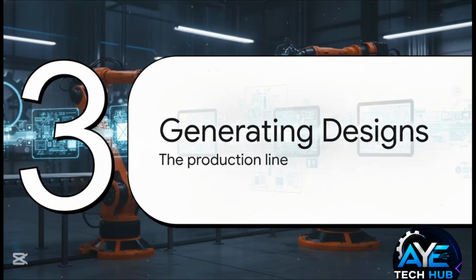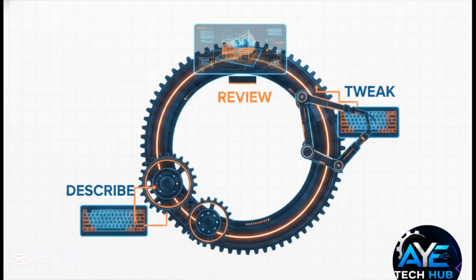All right, section 3, generating and editing designs. With our connections securely established, we now move to the production line phase. This is where we leverage real context to generate original visuals and seamlessly modify our existing templates. So, the crucial point is that prompting in this environment is an iterative mechanical loop. You describe what you want, you review the visual output, and you tweak it.